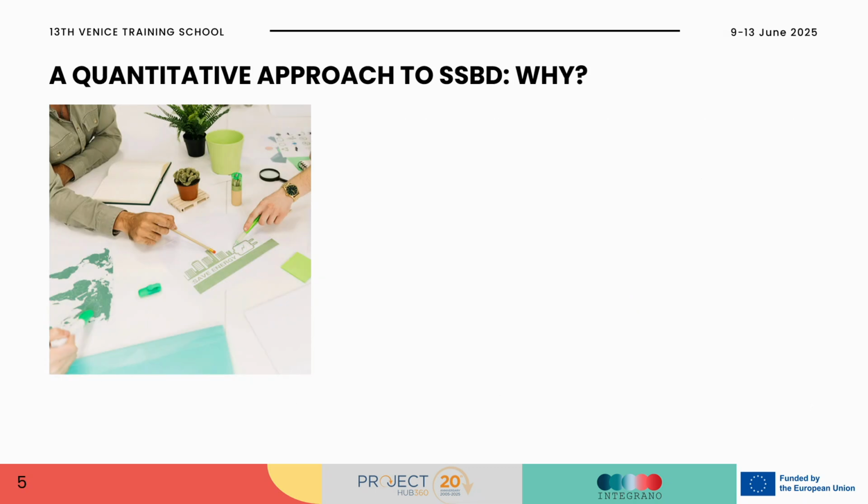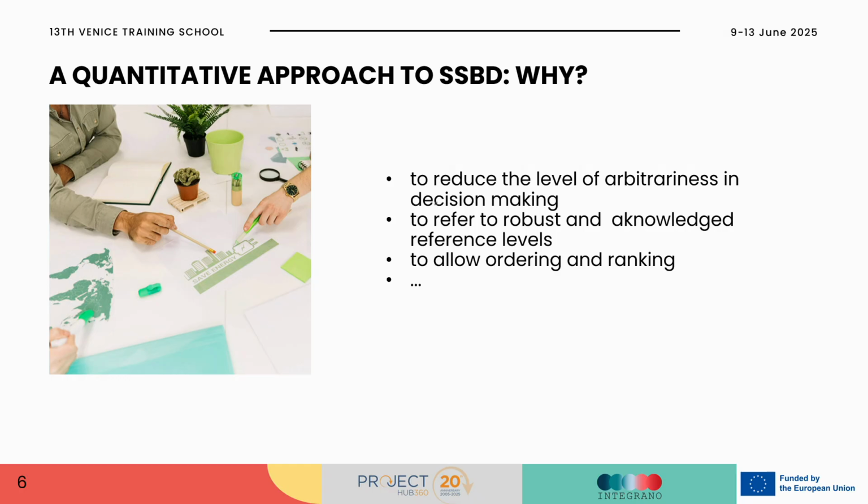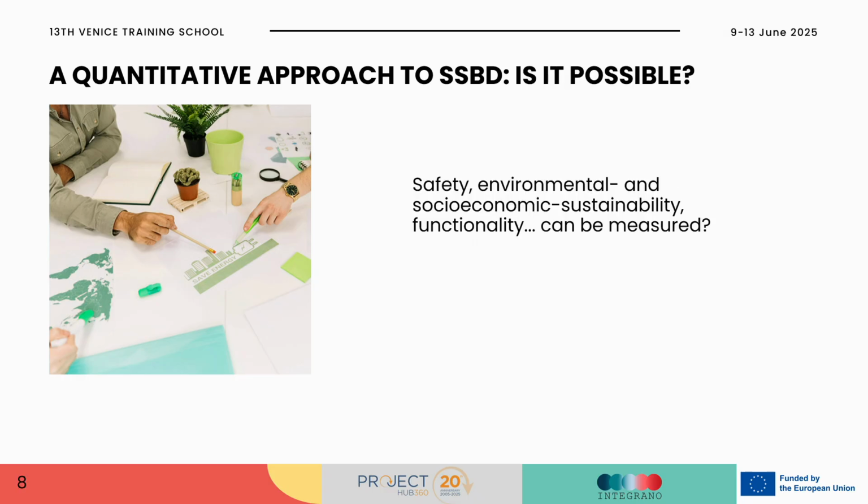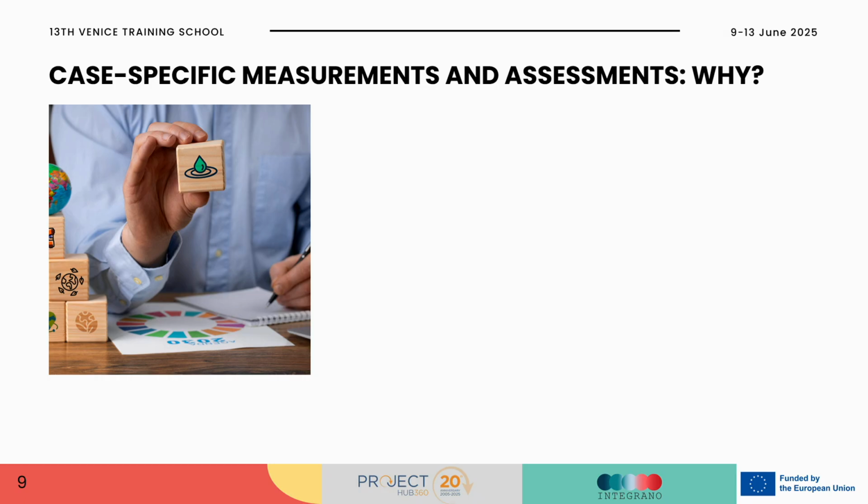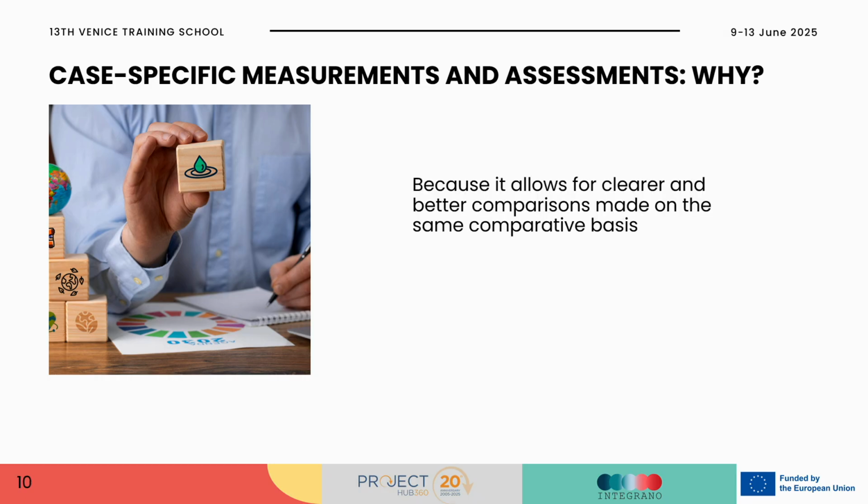So why should we have a quantitative approach? Scoring is quantitative as well, because we want to reduce the level of arbitrariness in decision making. We want to refer to robust and acknowledged reference levels, if there are any, to allow ordering and ranking of solutions. Is it possible to quantify? Yes, it is, we will see. And why? Because this will allow a clearer and better comparison made on the same comparative base. We have to be case specific to deal with representative data, representative numbers.